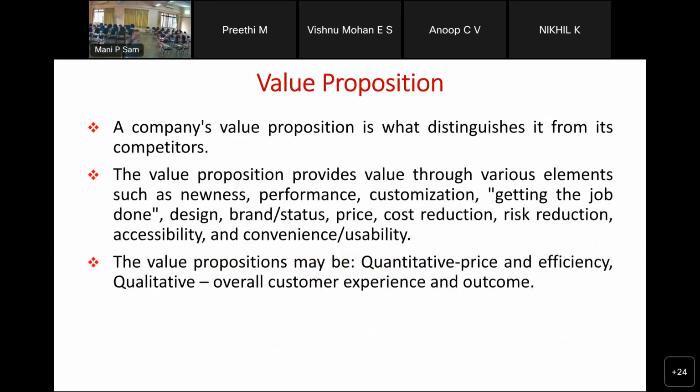What is a value proposition? It's a commonly used term, value proposition. What is it? The unique value proposition, as it is called, is something which differentiates your business from its competitors. It's a differentiator. So there may be many elements which build up this unique value proposition.